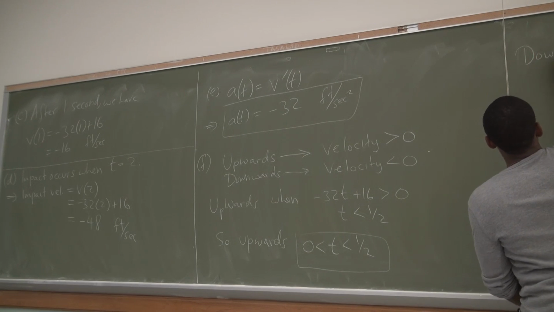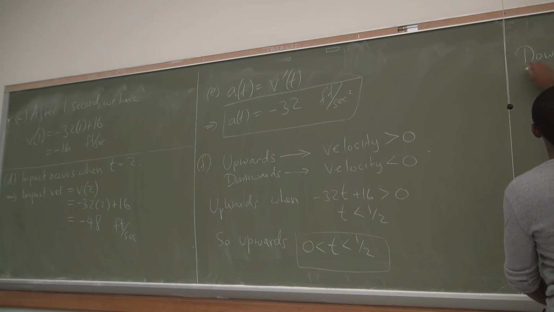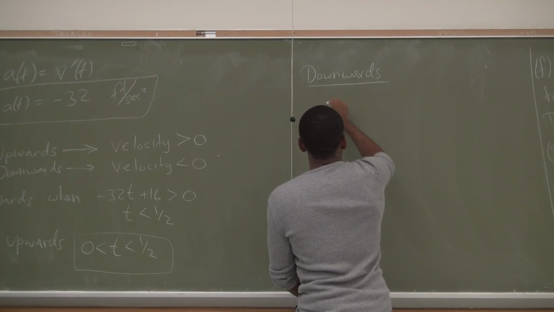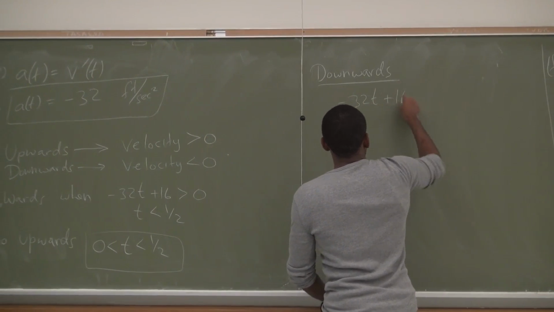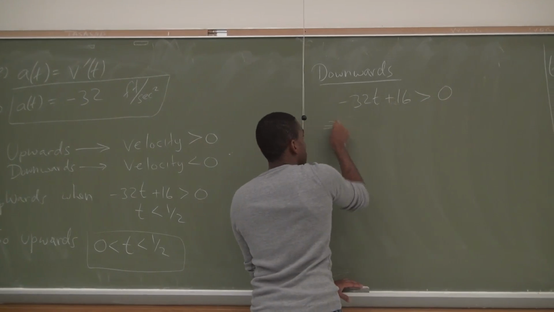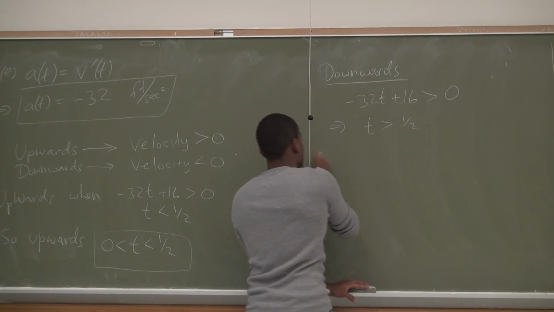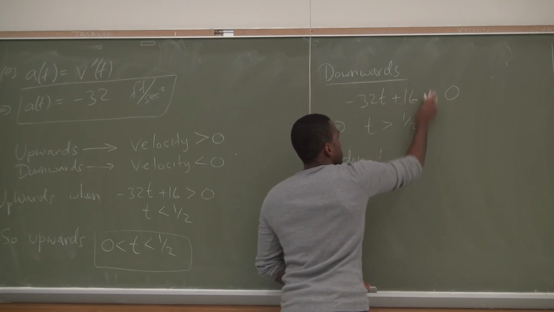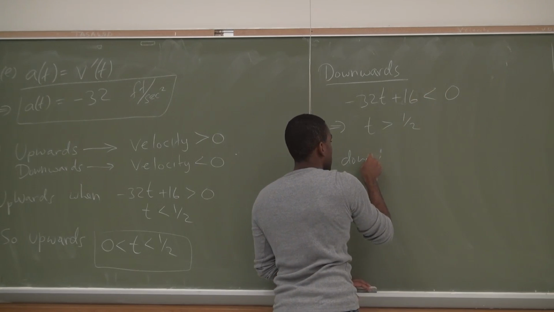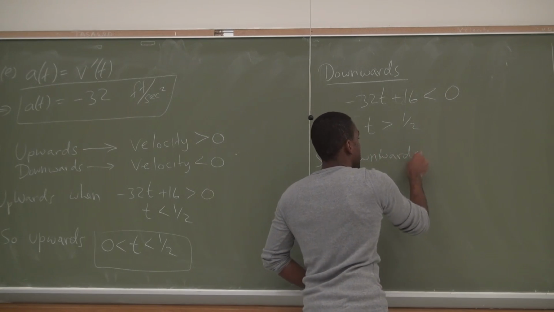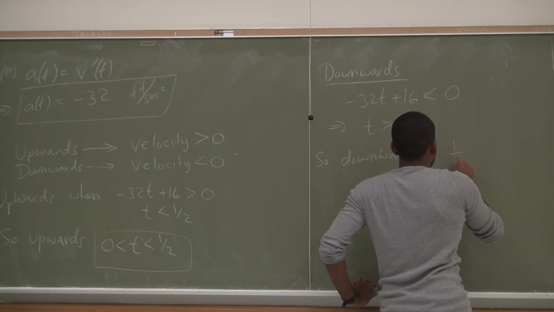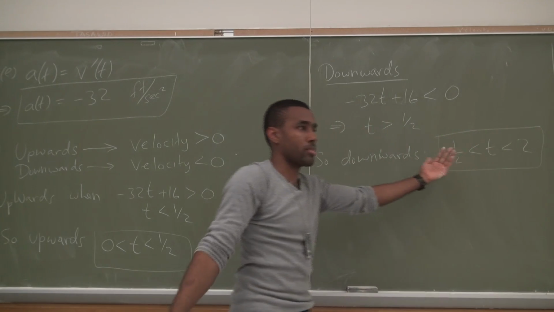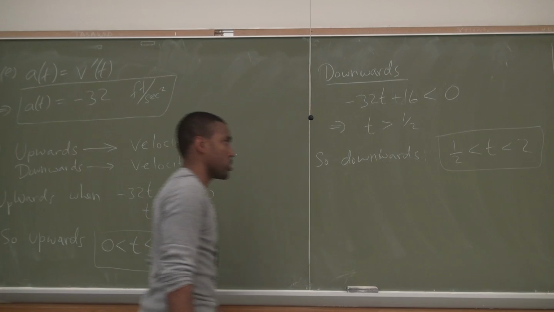Similarly, downwards. This implies minus 32t plus 16 is less than 0. This would imply t is greater than a half. So downwards, he's traveling between t equals a half and 2. Right? Because he stops traveling after 2 seconds. That's when he gets to the water, and we stop measuring his position.